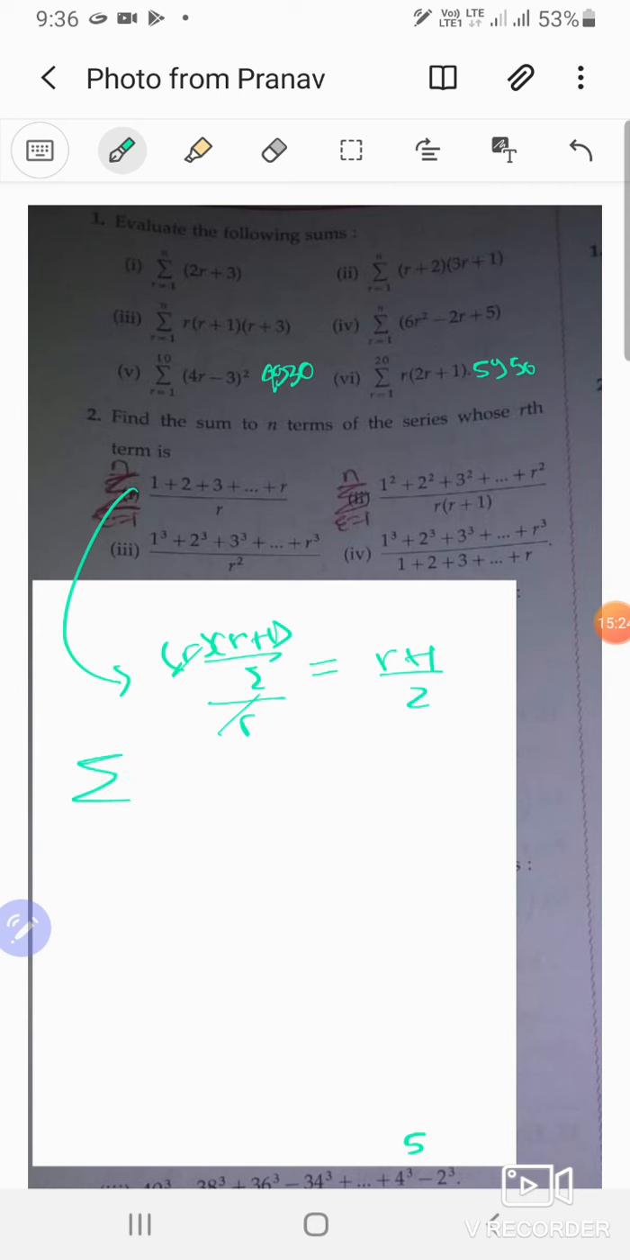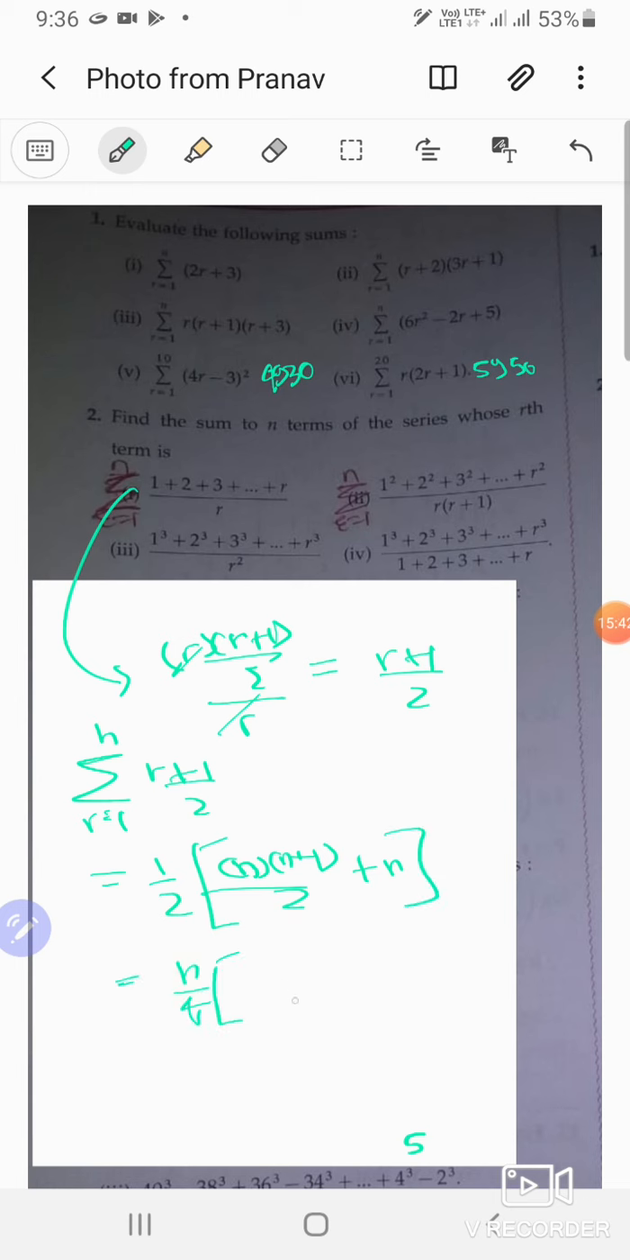Now if we sum this from r equals to 1 to n, right, r plus 1 upon 2, that is supposed to be equal to half of the summation from 1 to n of r, that is n into n plus 1 upon 2, plus summation of 1 from 1 to n, that is just n. So n by 4 of n plus 1 plus 2, that is n plus 3. That's it. Like, that was very easy.